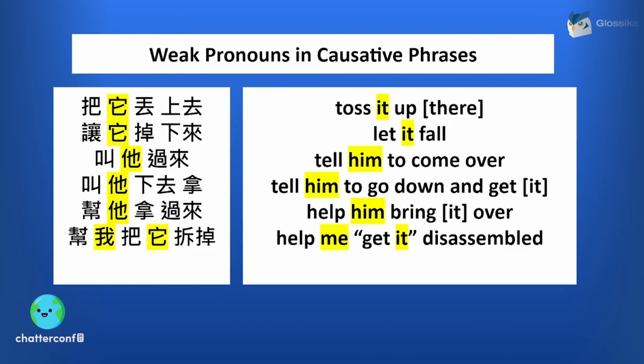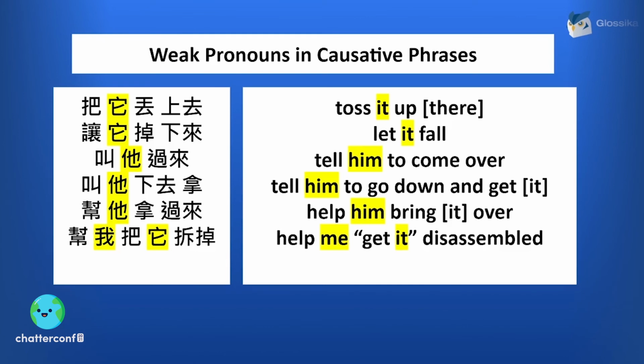Here you can hear my ta kind of sounding like a na. So 让它掉下来, 让它掉下来. Because it's kind of being assimilated with that previous word. 叫他过来, 叫他过来. Again, here's a vowel connecting with the ta, so it weakens. 叫他过来, 叫他下去拿. Okay, and the next one, 帮他拿过来, 帮他拿过来. And the final one, 帮我把它拆掉, 帮我把它拆掉.